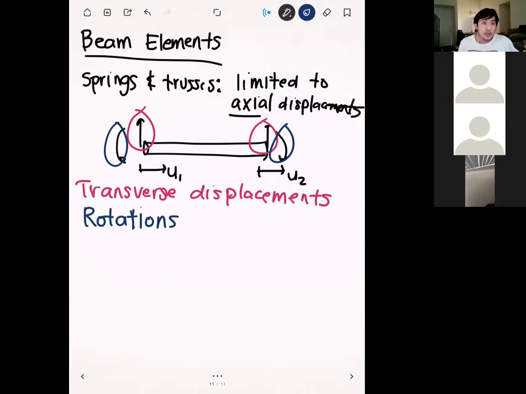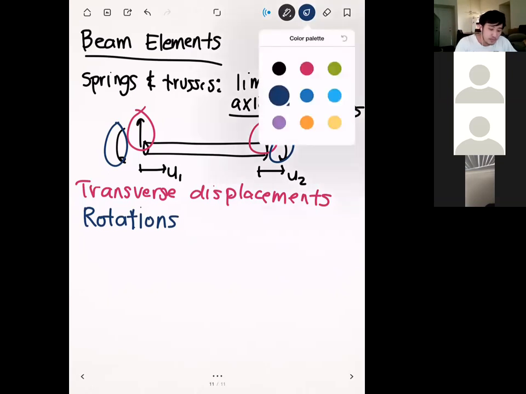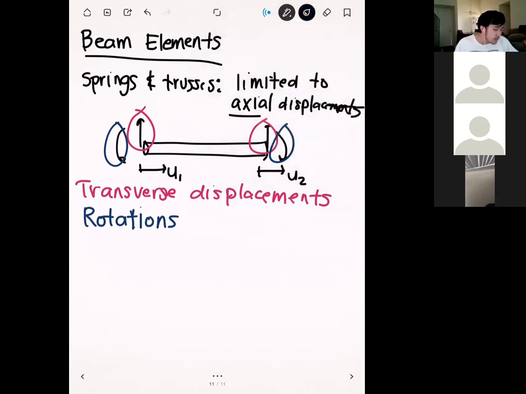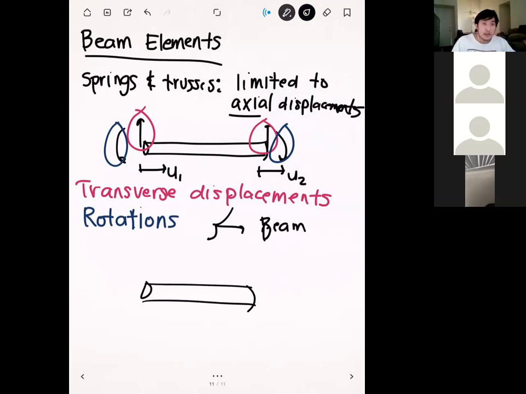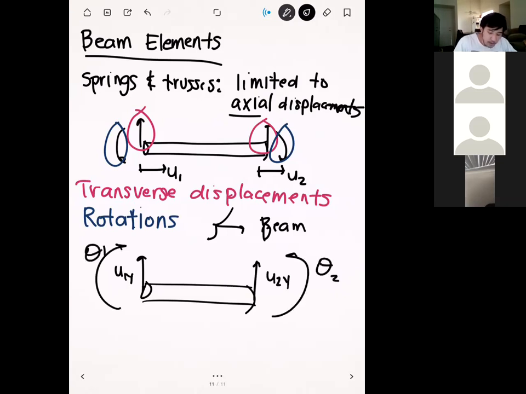And so we need a new element type to accommodate these different deformations, and the element type that we're going to use is a beam. A beam looks just like this, but instead of having displacements in the axial direction, we have displacements in the transverse direction. So we'll call this U1y, and we'll call this U2y. And then we'll call the rotations theta1 and theta2.